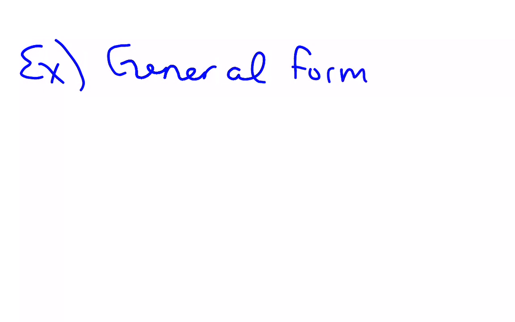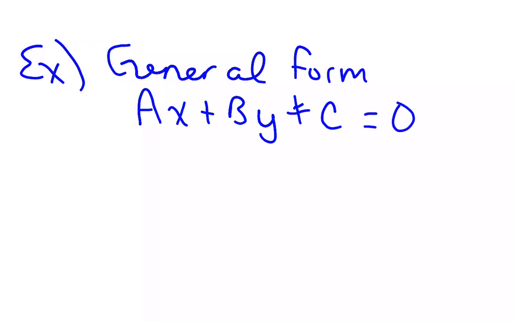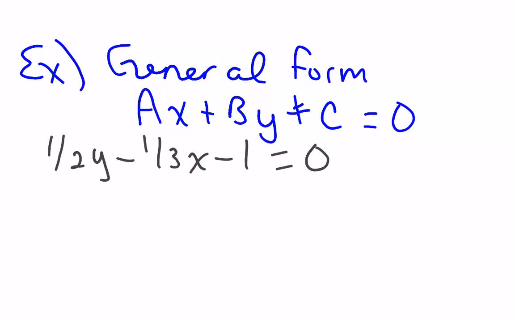Next example. Write the following equation in general form. So we have different ways to write equations. General form is in the format of ax plus by plus c equals 0. And our equation is going to be 1/2 y minus 1/3 x minus 1 equals 0.